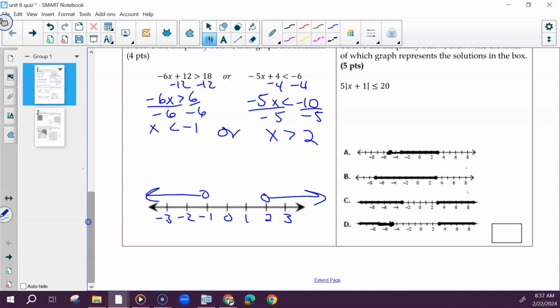So those 4 points were: did you solve both inequalities correctly? Did you get the correct inequality answer with "or" in it? And then did you graph it correctly? You didn't need to write your interval notation. It was fine if you did, but I wasn't looking for that here. Questions on that one?